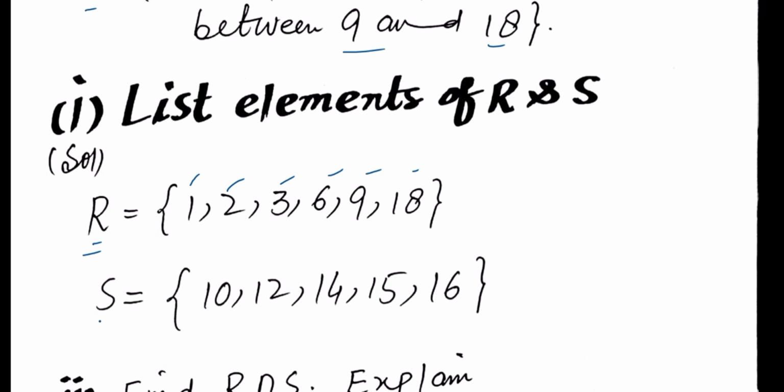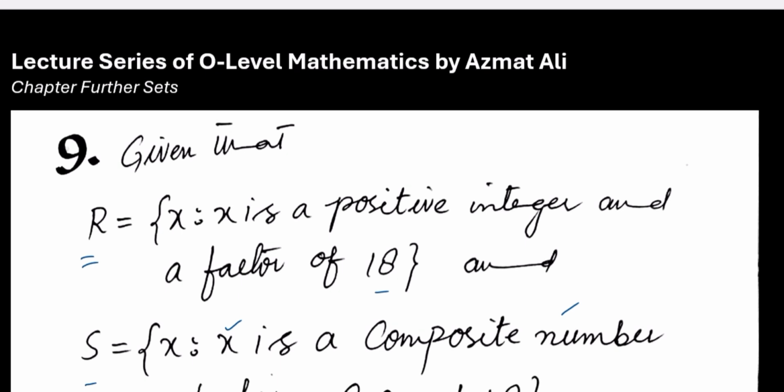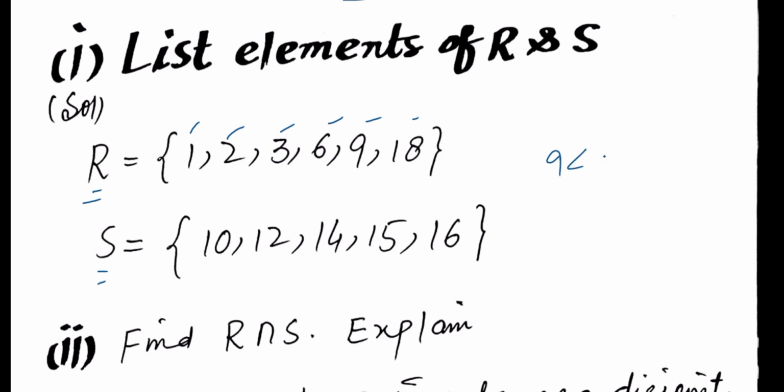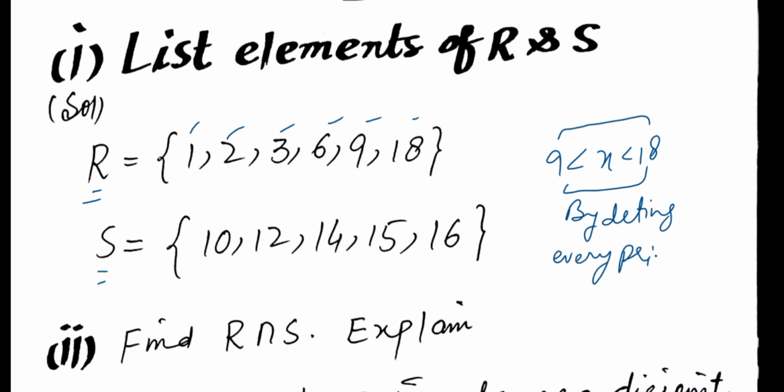Next, the set S consists of all those elements which are composite and lie between 9 and 18. The easiest way is to write the elements of set S by deleting every prime number that lies in this range. The remaining elements are the composite numbers.